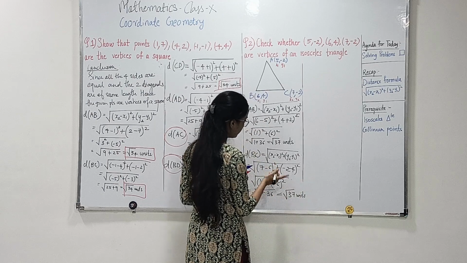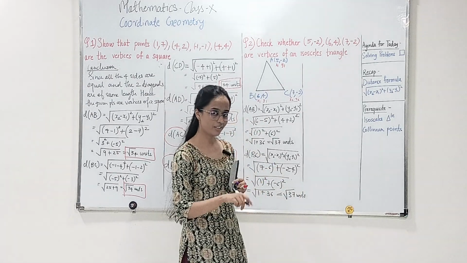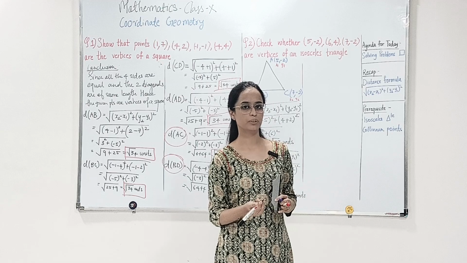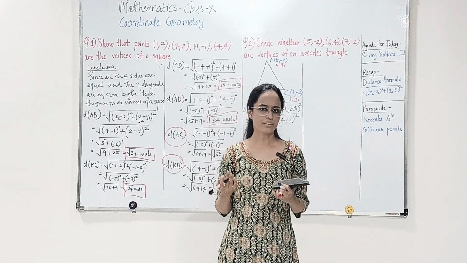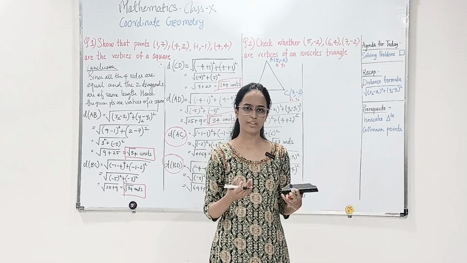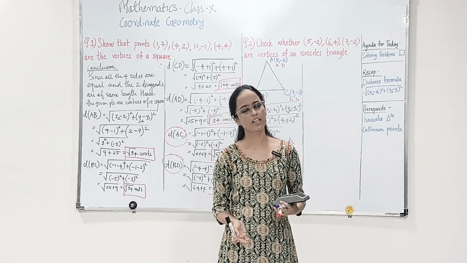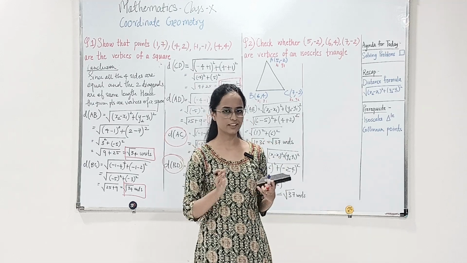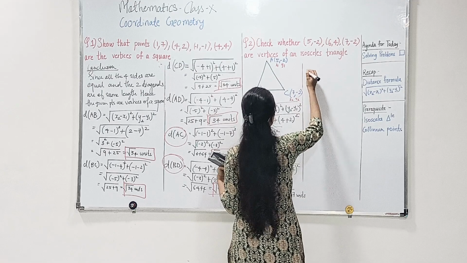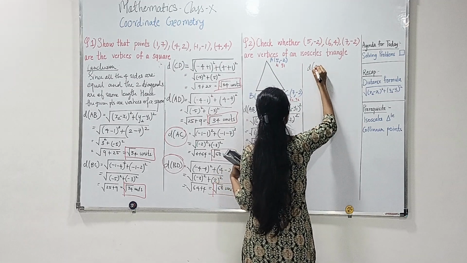Now we got two sides to be equal. Let us see whether the third side comes out to be equal or different. If the third side is different, then we are done with our proof. We are done with our problem that yes, it is an isosceles triangle. But if it is not, it means that there is some problem. So we are going to calculate distance AC now.